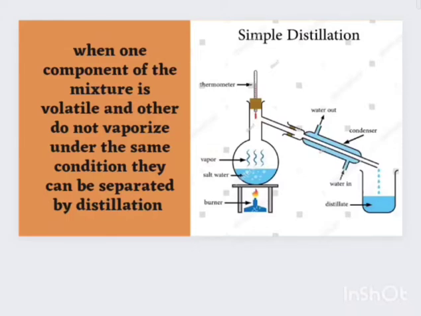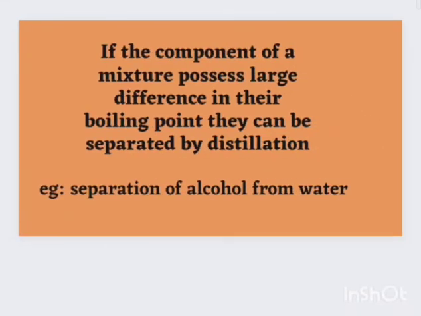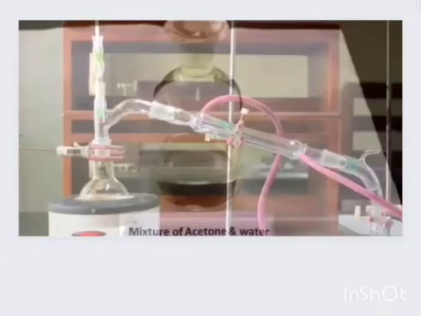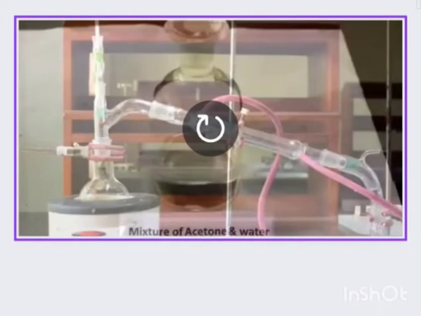For distillation, we need a round bottom flask, a thermometer, a condenser, and a beaker. If the components of a mixture possess a large difference in their boiling points, they can be separated by distillation. Example, separation of alcohol from water. Let us see the procedure of distillation.